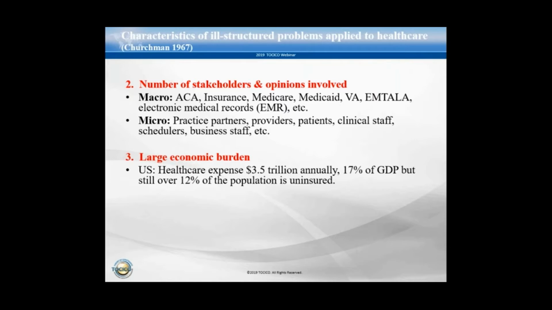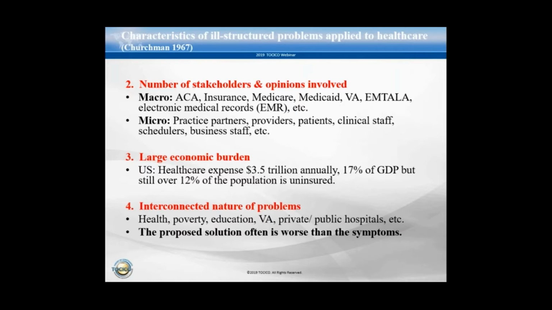If you just looked at that percentage there, you would get a wide variation of the percentage uninsured, for example, on the internet. The interconnected nature of the problems: you cannot talk about healthcare without talking about poverty. You cannot talk about poverty without talking about the level of education of people in poverty. If we looked at the types of hospitals and the interconnected nature.